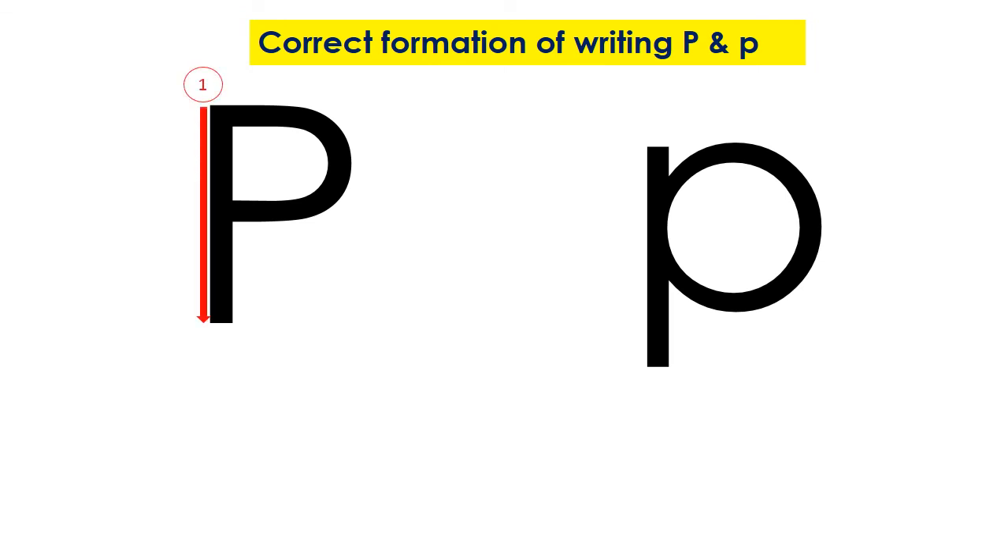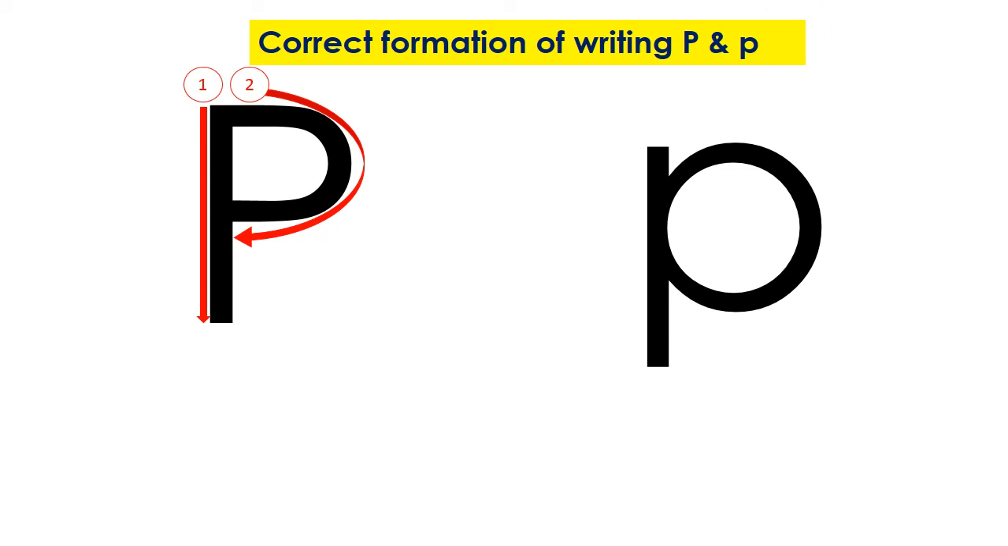Start from the top and draw a standing line down. Go again to the top and draw a curve up to the middle. Understood? Start from the top and draw a standing line down. Go again to the top and draw a curve up to the middle. Okay, then let's move on to simple P.